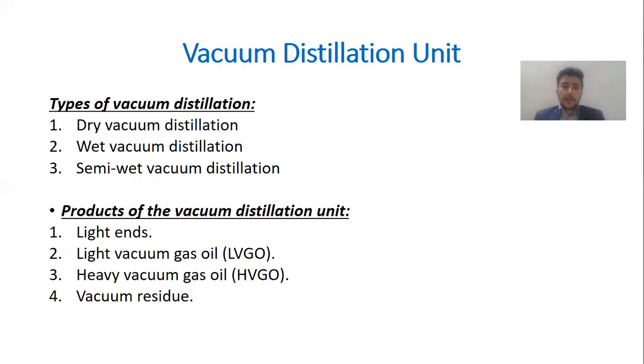So we have three types of vacuum distillation. One of them is the dry vacuum distillation. Dry vacuum distillation means that without the injection of steam in the distillation column, there is no injection of steam in the column.